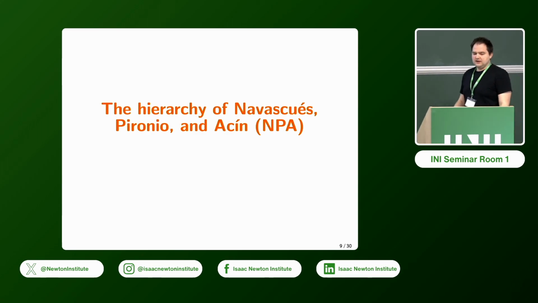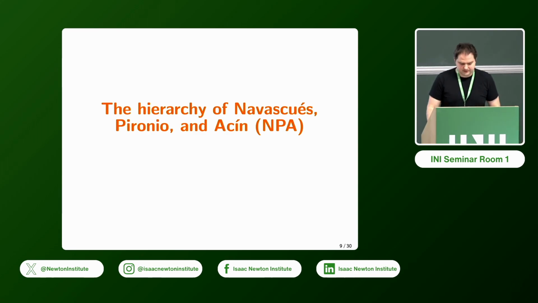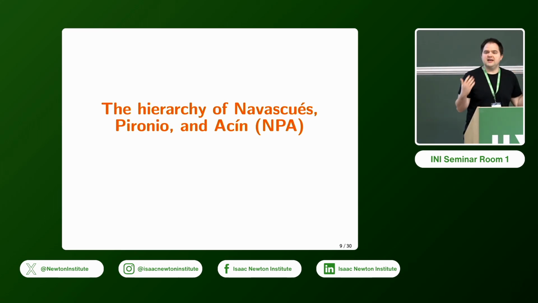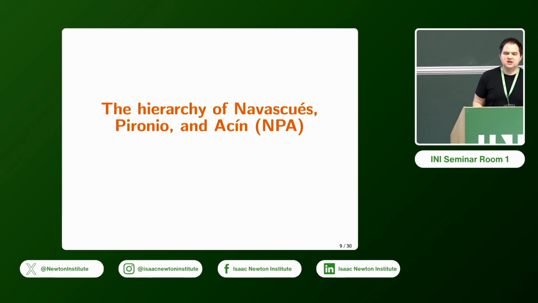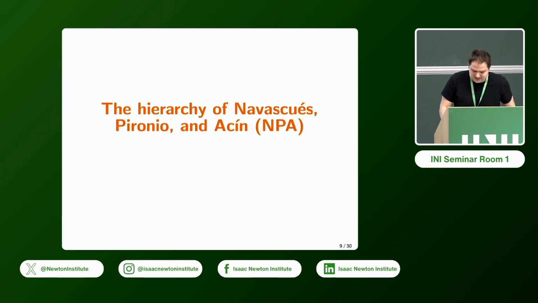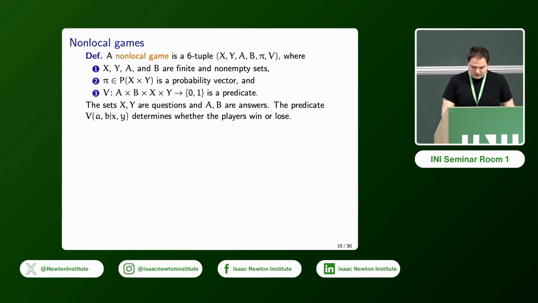So now we arrive at the NPA hierarchy, which is a hierarchy for each non-local game and commuting measurement strategy that provides us with a hierarchy of semi-definite programs that provide some relaxation. Let's just recall the definition in general. A non-local game is a six-tuple where we have some questions x, y, and answers a, b, corresponding to Alice and Bob. We have a probability vector that tells us with what probabilities the questions are drawn by the referee. And then we have a predicate which tells us whether, for given answers, the players won or lost.